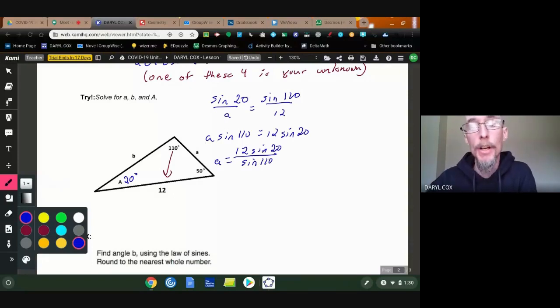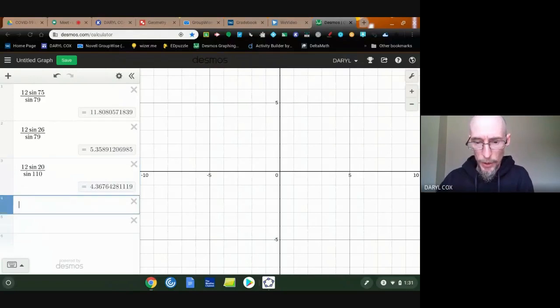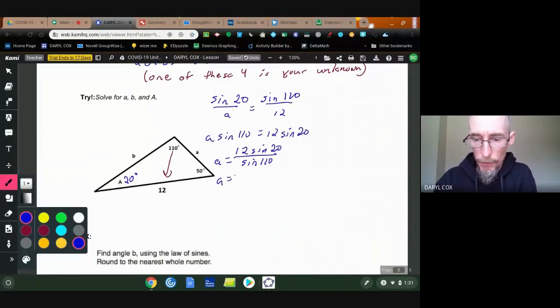Okay. And again, some of you are going to be like, oh, I can just put this in a calculator and get it. But be careful because you can make mistakes real easy. So 12 sine of 20 over sine of 110. So we're looking at 4.3676. So A is 4.3676.